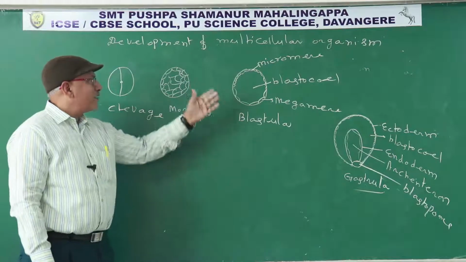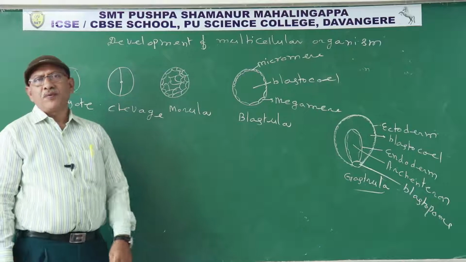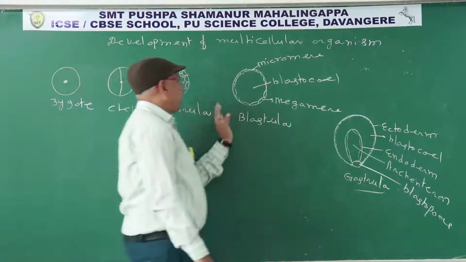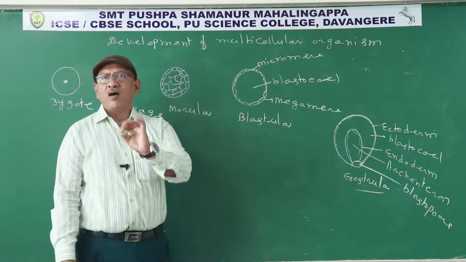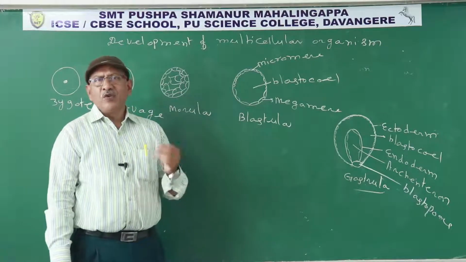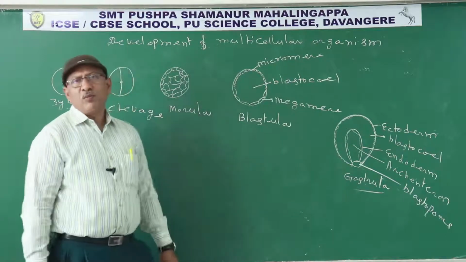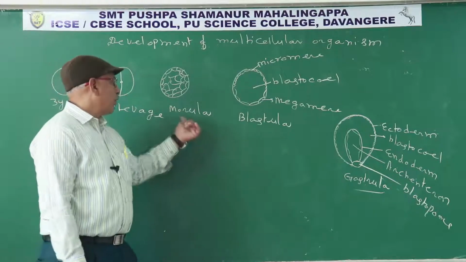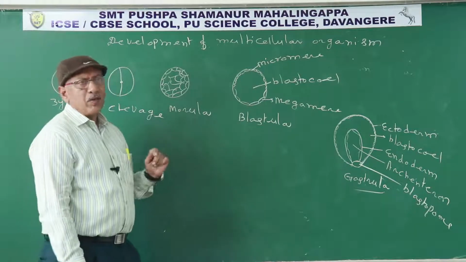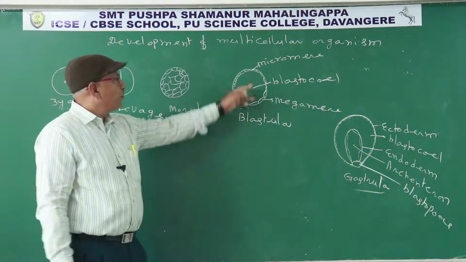Later, all the cells are arranged in a single layer. It is known as blastula. So blastula is a hollow ball-like structure. Hollow means cavity. A hollow ball-like structure in which cells are arranged in a single layer is known as blastula. Blastula is the second developmental stage. Morula is the first developmental stage.